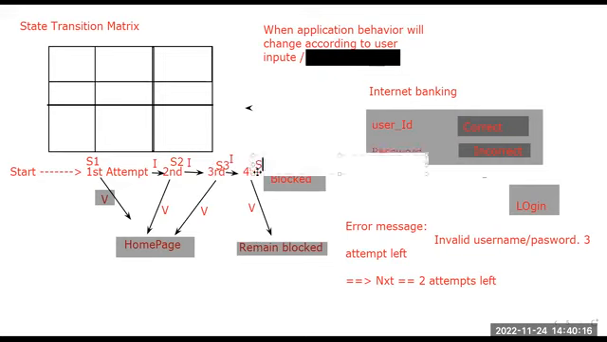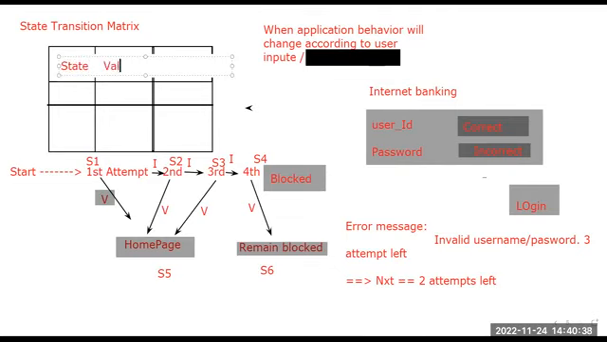State 4, and then state 5, this is home, I'm just giving the name, and state 6. So these are the different states where we can model application behavior. Here we have valid and invalid. Now my state is saying that I'm in state 1, the first attempt.